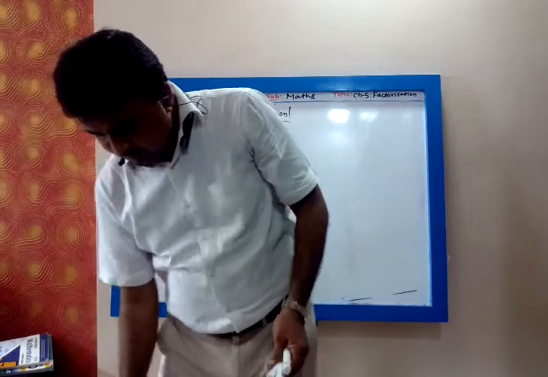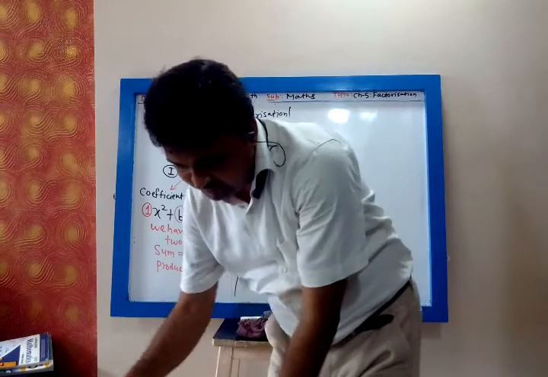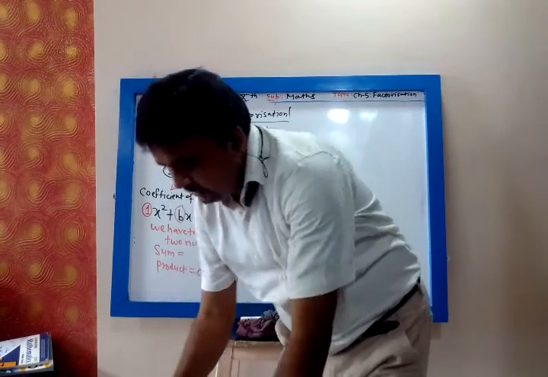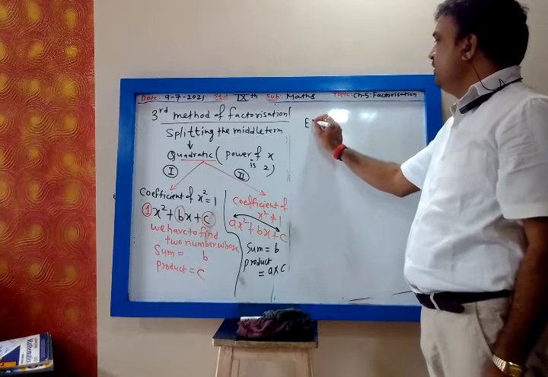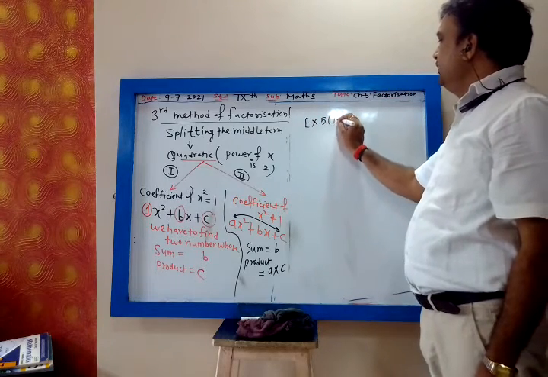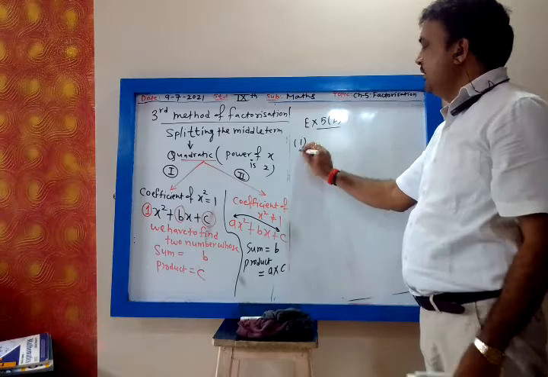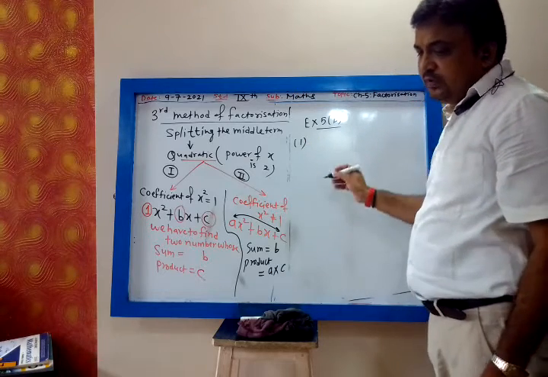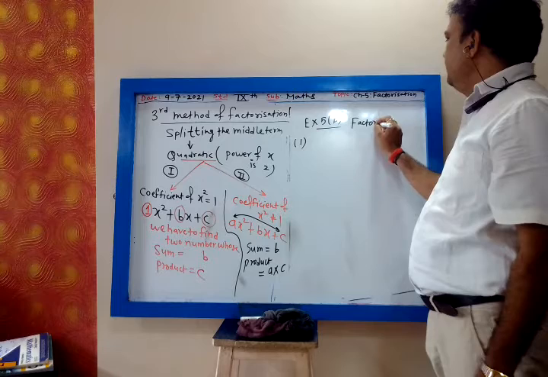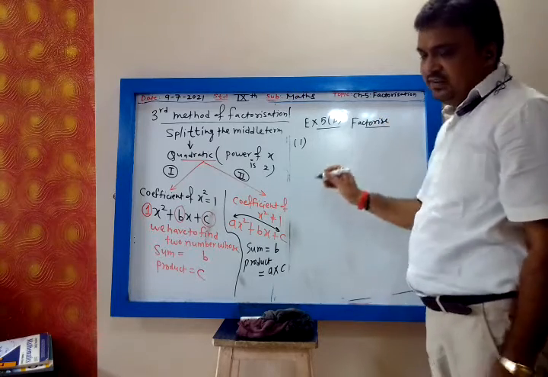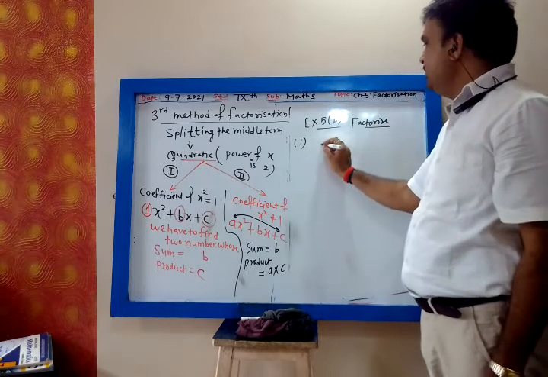So let us solve the problem based on this. Things will be clear. Now exercise 5b. Things will be clear when we solve the problem. 5b, first question. Factorize. First it is a square plus 10a plus 24.